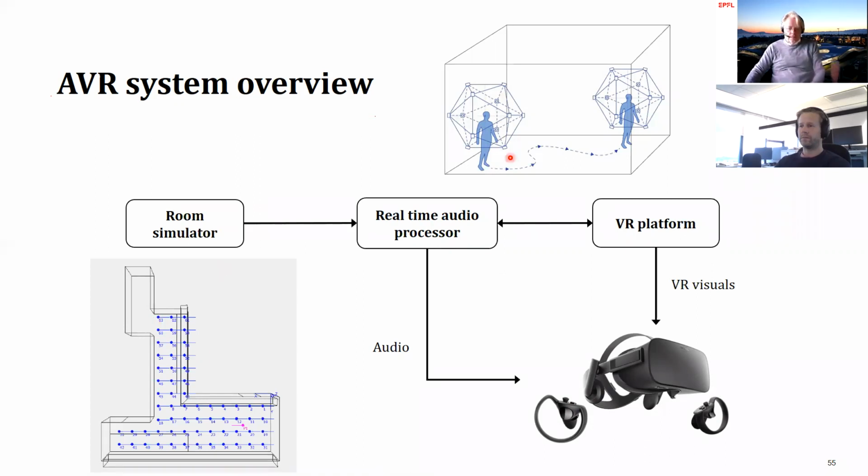And during runtime, the user is walking around the space or walking around this grid here, and is followed around by this virtual loudspeaker array. And then we have a VR platform that handles the visuals and does the position tracking. And then we have a real-time audio processor that handles the interpolation between the nearest grid points. It handles sound field rotation, ambisonics decoding, binauralization, etc.